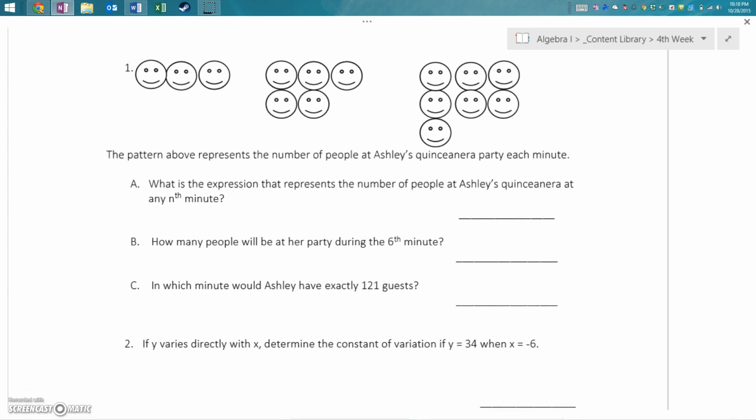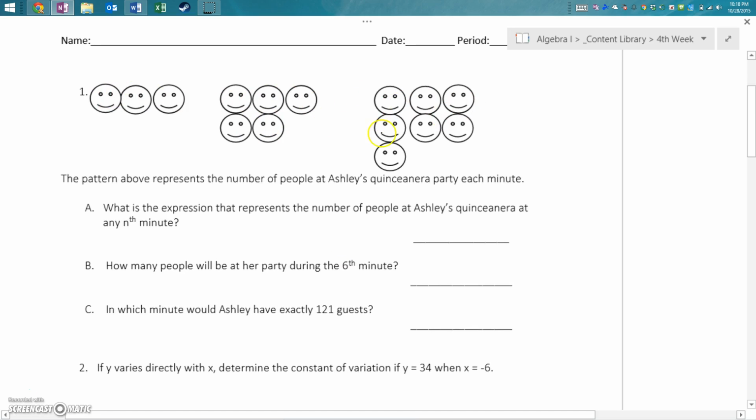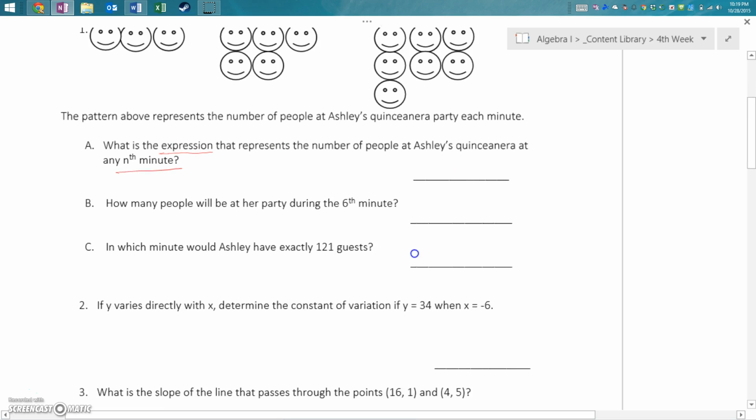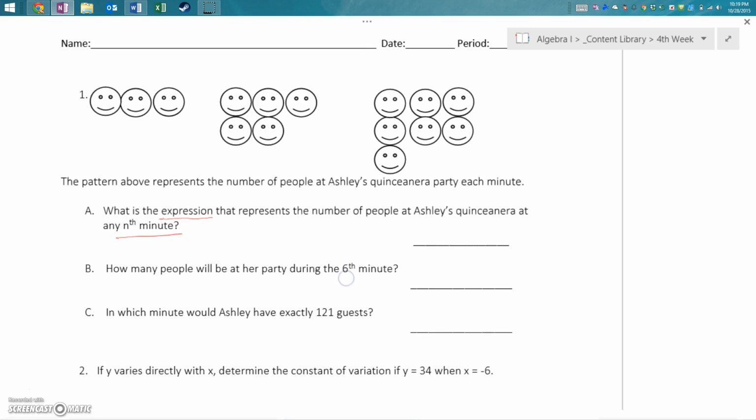So very first one here is a pattern, a visual pattern of people arriving to a party. So first thing, what's going to be an expression to represent the number of people at any nth minute? This is, first of all, a sequence. So what I'm going to do is I'm going to say, okay, there are 3 people here, and here there are 5 people, and here there are 7 people, which means that each time 2 people are being added to how many people are there.